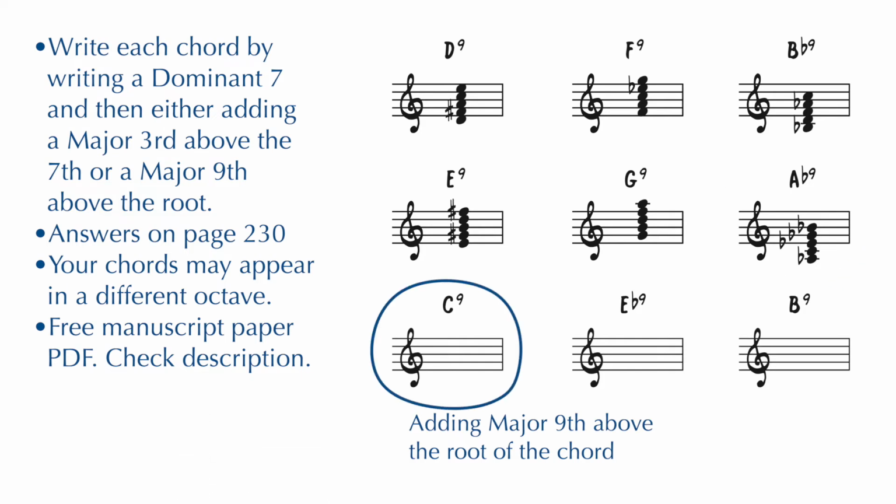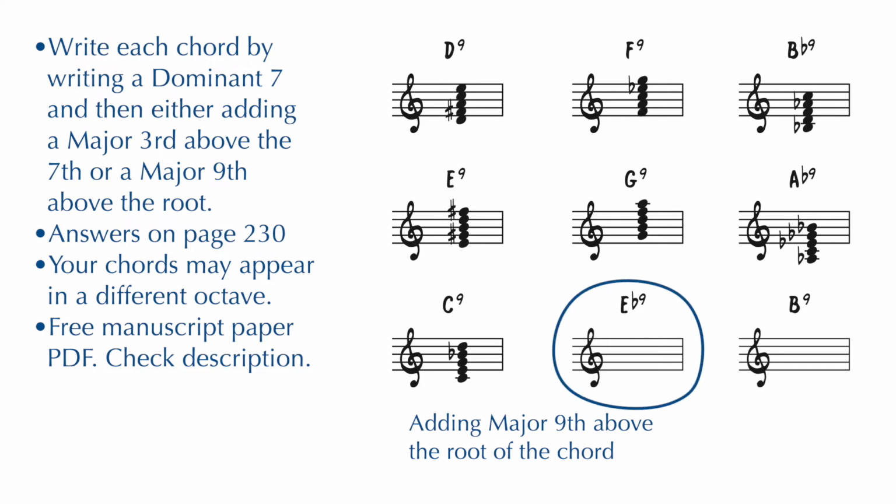Number 7, C9. First write a C7 chord. That's going to be C, E, G, and B flat. Then we add a major 9th above the root of the chord. The root is C. Major 9th above that is this D. Stack them all up. C, E, G, B flat, and D, C9.